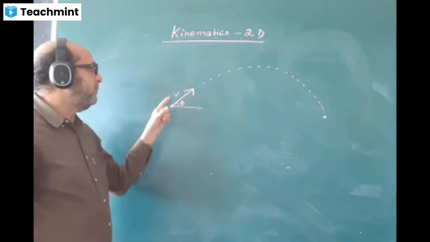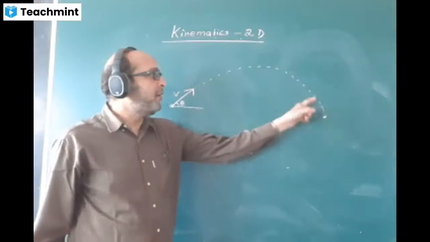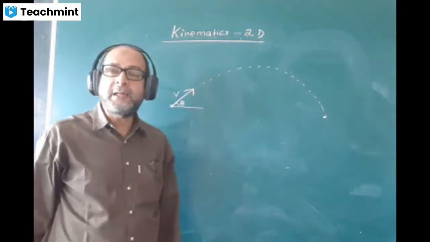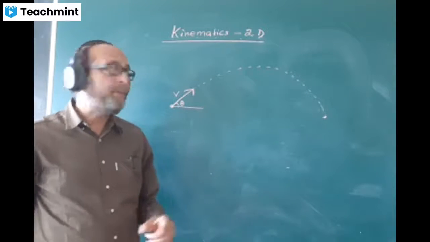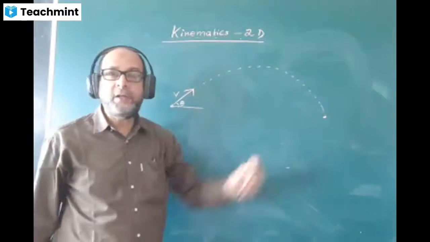What kind of path does the body acquire? What kind of path does the body take up? It takes up a parabolic path. We use a word called parabola. Parabola will be like this, parabolic path.